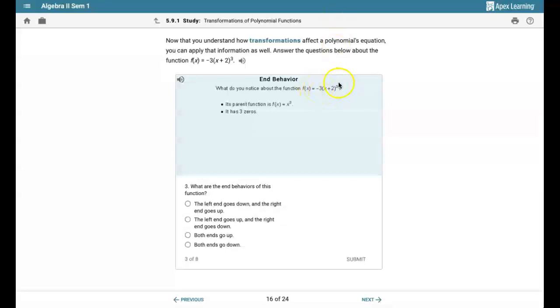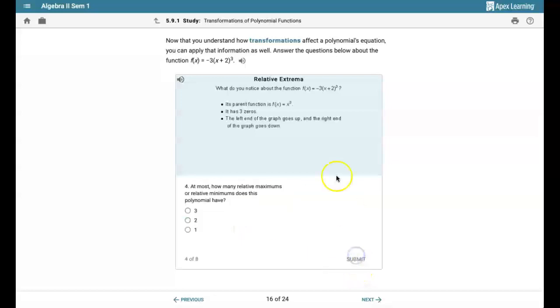So this is -3, and when I cube, when I multiply that out, I'm still going to get my -3 value. So when I cube these all out, I'm still going to get a -3x cubed. That's telling me that my left end is going to go up and my right end is going to go down. At most, how many relative max or mins does it have? Well, it can have n minus 1. So it can have 3 minus 1, so we can have at most 2.